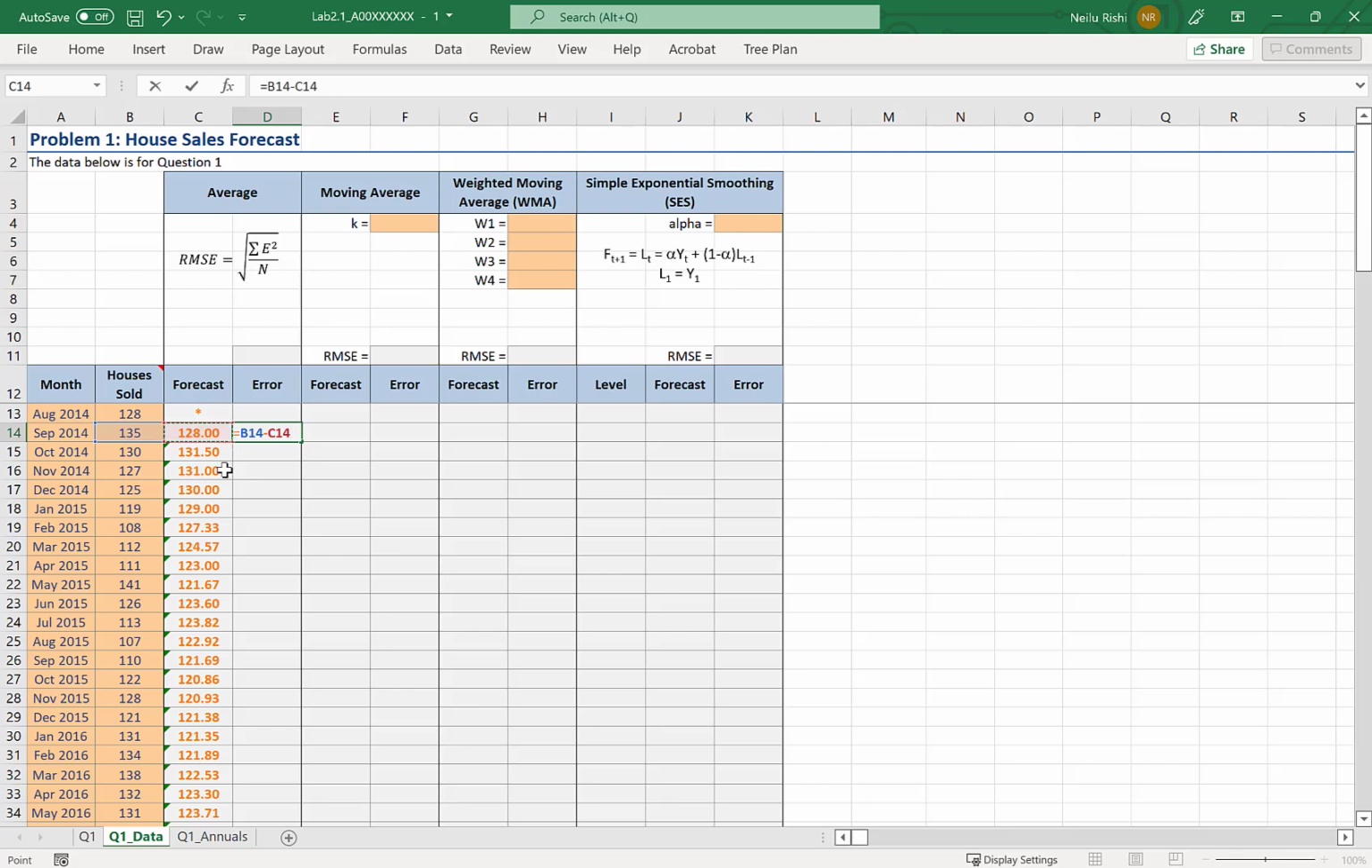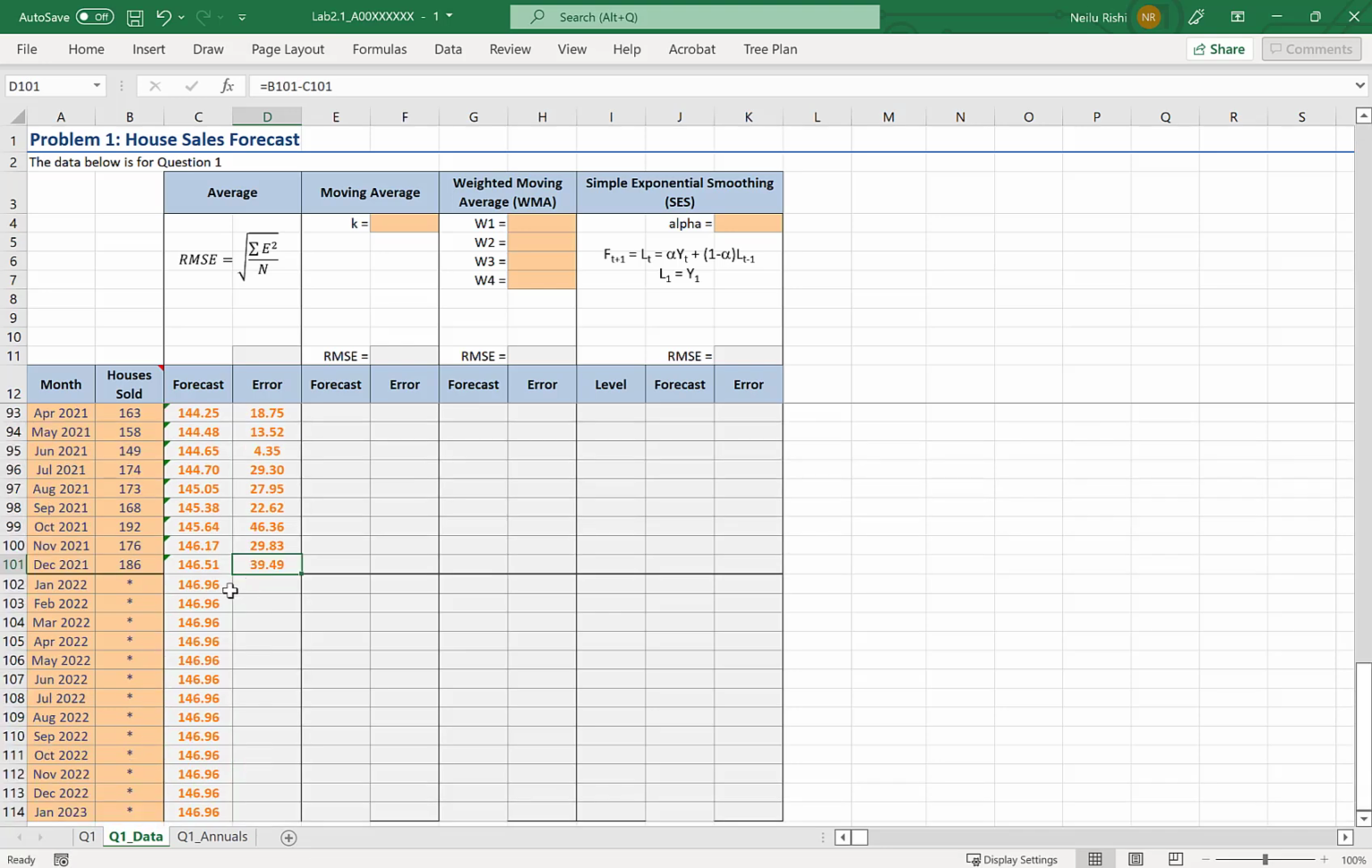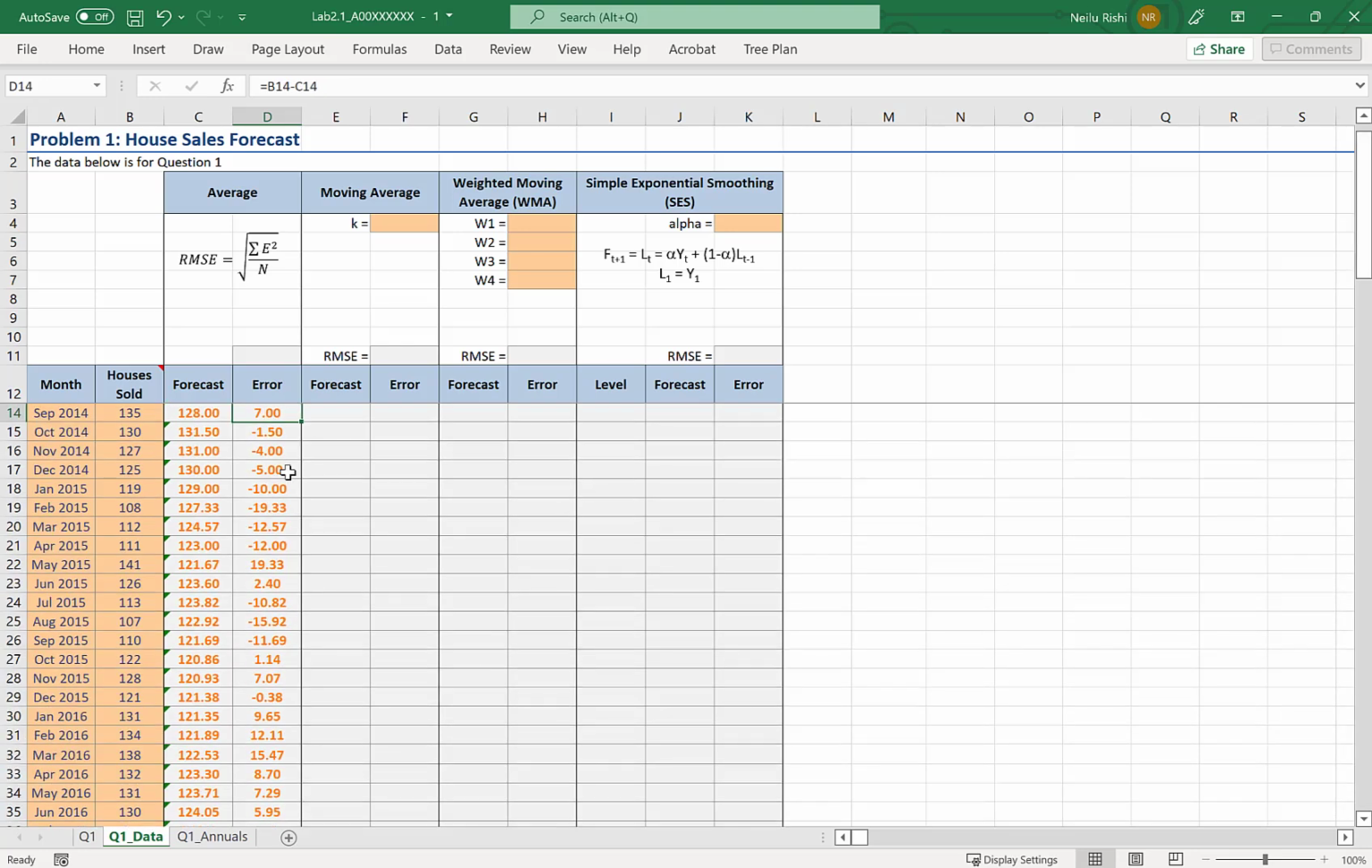So I would start this with my first forecast, in this case, September 2014, and I would do this for all of my forecasts to the very end of my data. So to this last observation of December 2021. Now I've got a lot of errors. It's really hard to assess just based on looking at how these errors fluctuate.